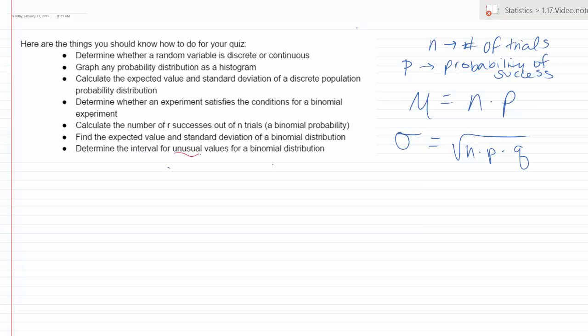Then the final thing that you need to know is how to identify unusual values. Remember, an unusual value is anything that's outside of the range of 2.5 standard deviations away from the mean. So you can check mu plus 2.5 times sigma and mu minus 2.5 times sigma. If you have a value outside of that range, it's unusual.